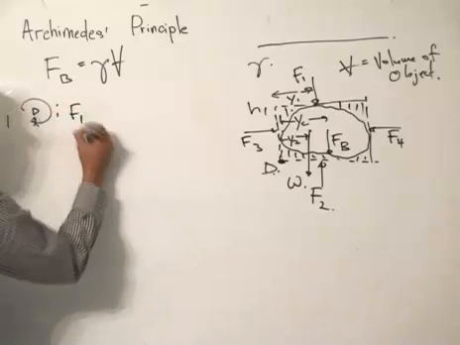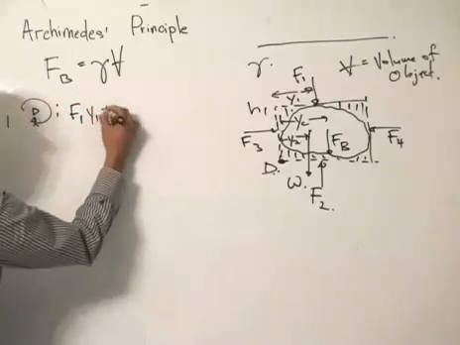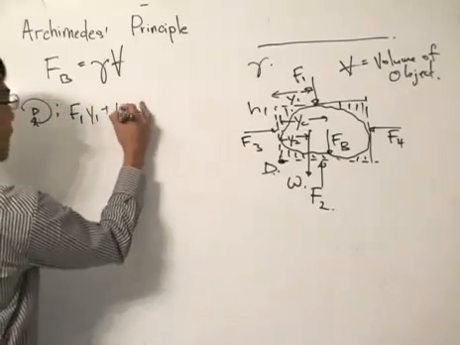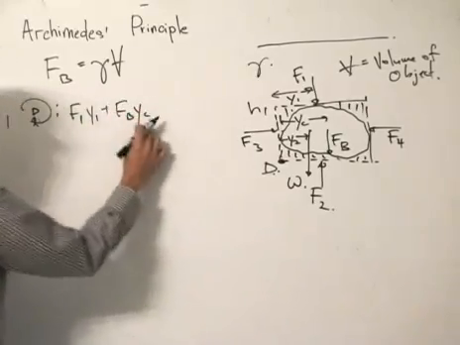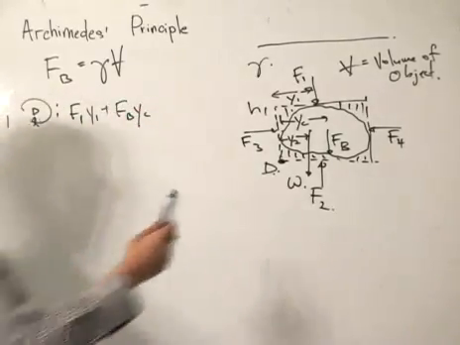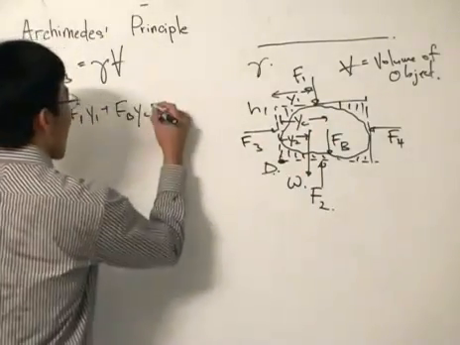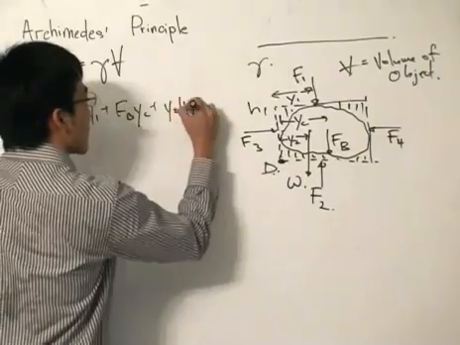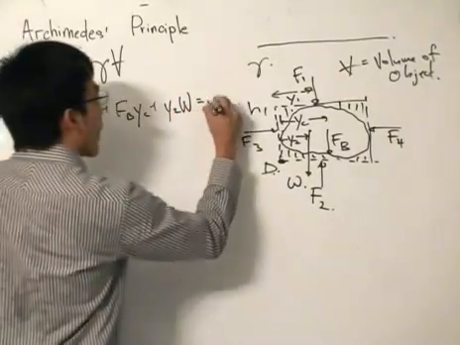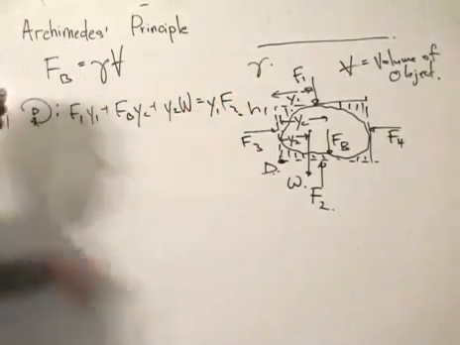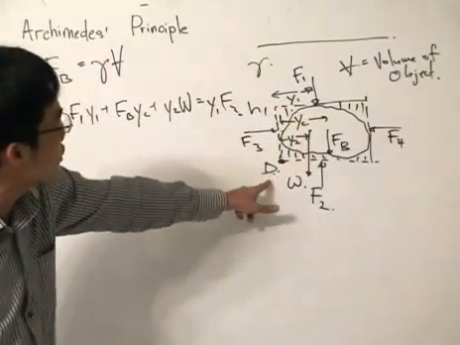So F1 multiplied by y1 plus FB multiplied by yc, which is the distance, or basically the centroid of the buoyancy force. Later we will know what that is. Plus y2 multiplied by the weight equals y1 and F2, knowing that F1 and F2 are the same distance away from D.